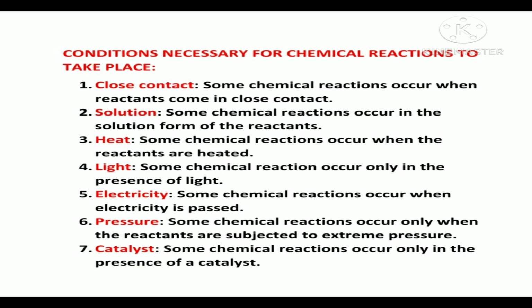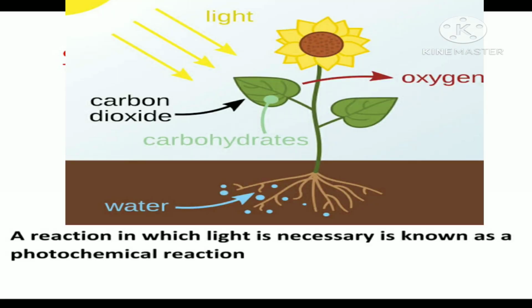The next condition is light. Some chemical reactions occur only in the presence of light. Such a reaction is known as a photochemical reaction. Photo meaning light. So, a chemical reaction which occurs only in the presence of light is known as a photochemical reaction. We have studied one photochemical reaction in biology, if you remember, photosynthesis. It occurs only in the presence of light.